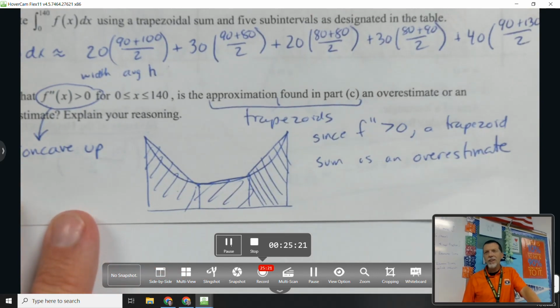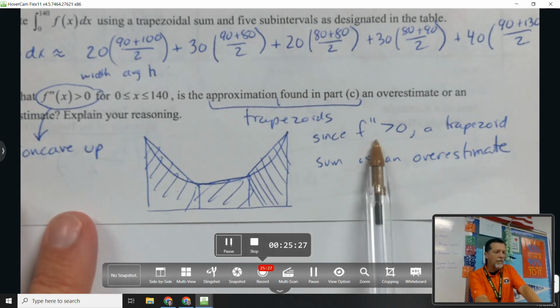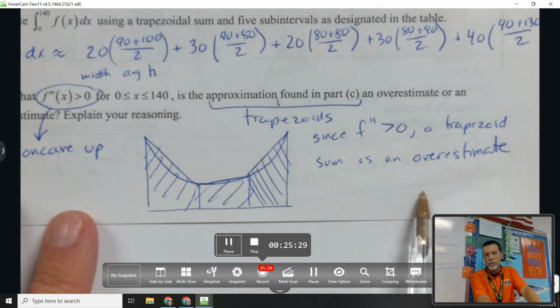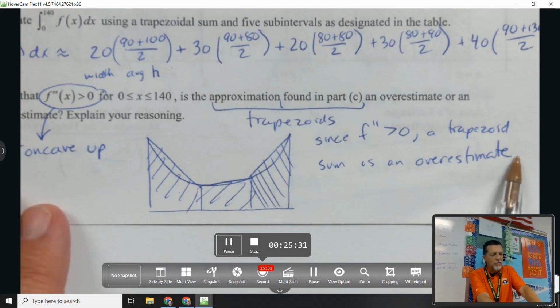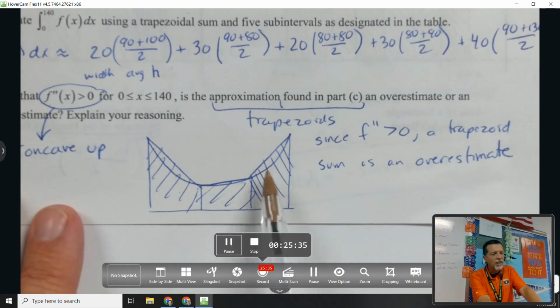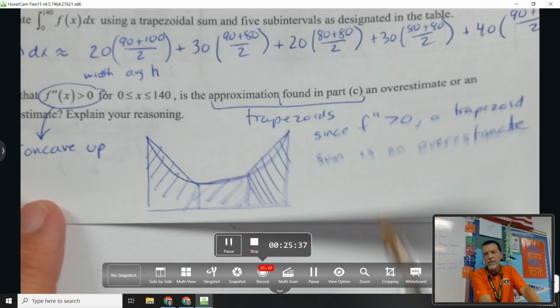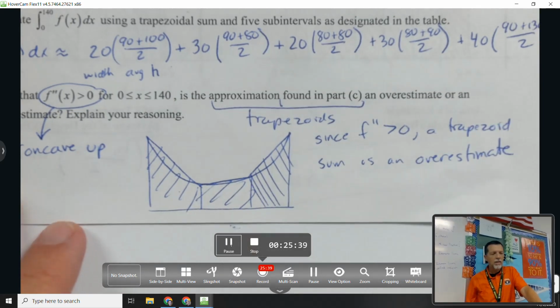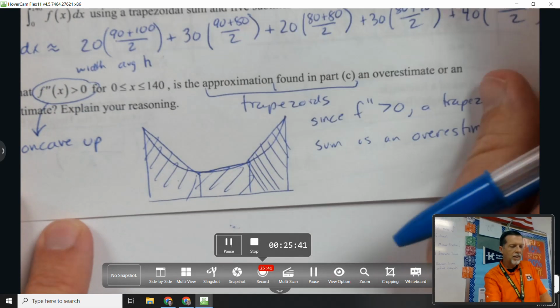That's one of those things where you don't memorize that. I mean, yeah, it's true, and that would mean that if f double prime is negative, the trapezoids would be an underestimate, but you don't memorize all those different combinations of things. You just sketch a picture of what it says, and then you can use the picture to figure out what it's asking. Right? We're going for understanding, not memorization.